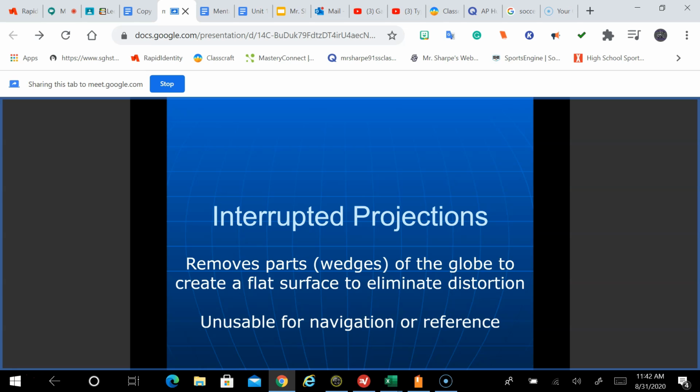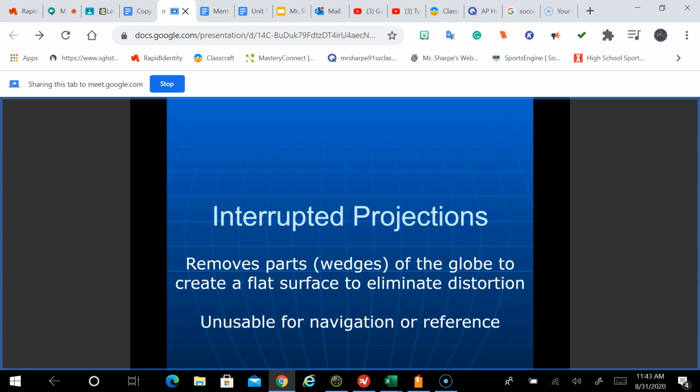Next one, interrupted projections. This is how you would literally take that soccer ball, punch a hole in it, and cut it out into pieces and create what are called missing pieces or missing wedges. And I'm going to show you an example of one right here, and you're going to look at it and be like, what the heck is that? So in an interrupted projection, we remove parts of the Earth called wedges to create a flat surface so as to eliminate distortion. It's not perfect, but it is the best as far as eliminating distortion.